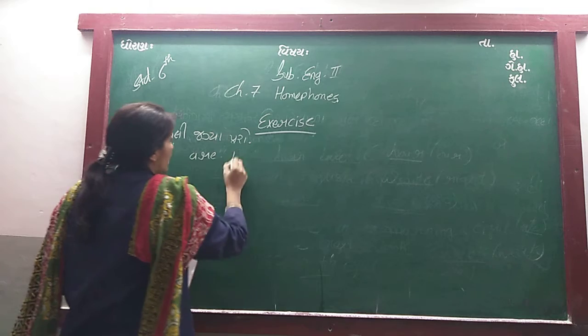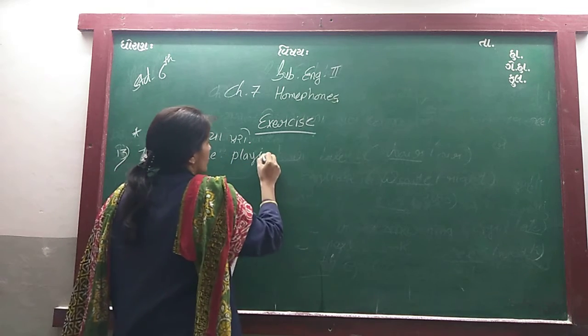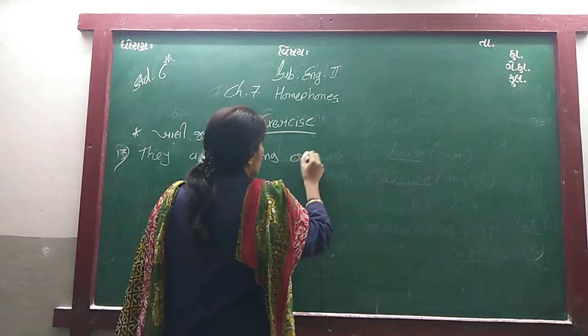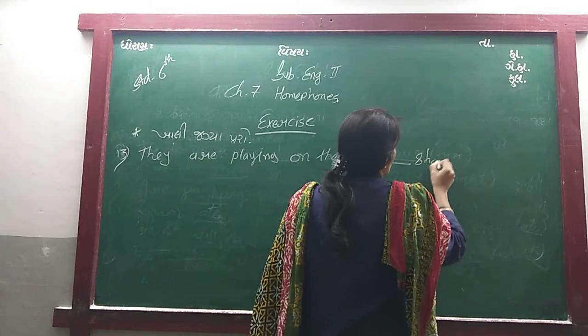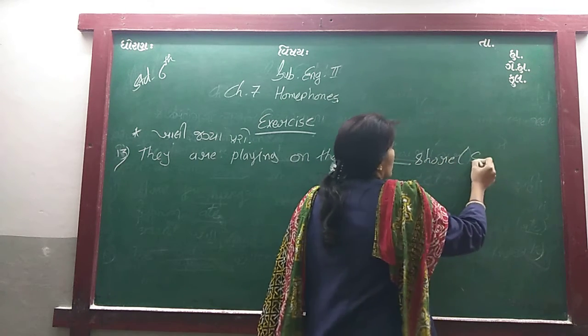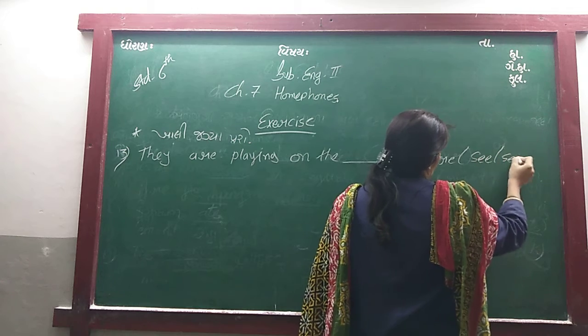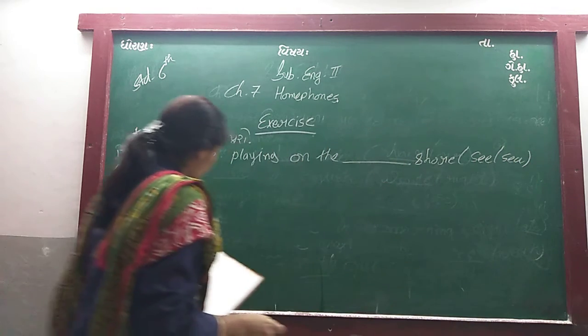39. They are playing on the bank, shore. She or she, right?